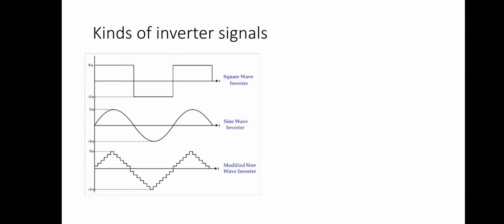The first one, we have the square wave inverter. The second one, we have the sine wave inverter, and the third one, we have the modified sine wave inverter. Now let me take time to explain this carefully so that many of us will not be confused. The first one, which is the square wave inverter, if you can see, it has a rectangular wave kind of signal.